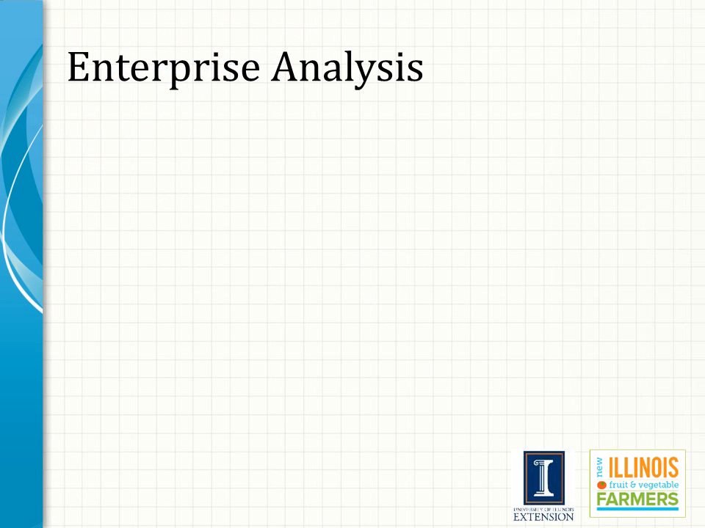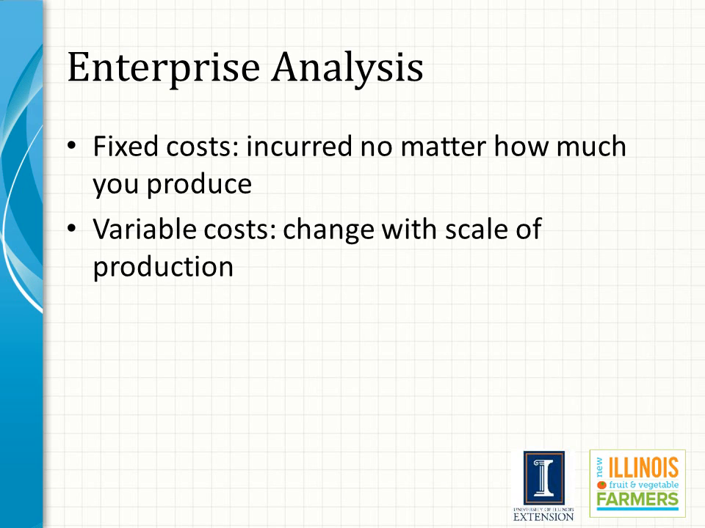Once again, let's start by clarifying a few terms. Accountants often talk about fixed and variable costs. Fixed costs are those costs you are going to incur no matter how much of a particular crop you produce. Whether you produce 100 row feet of purple potatoes or 1,000 row feet, you are likely going to be paying the same amount of interest, taxes, depreciation, farm insurance, and building and machinery upkeep.